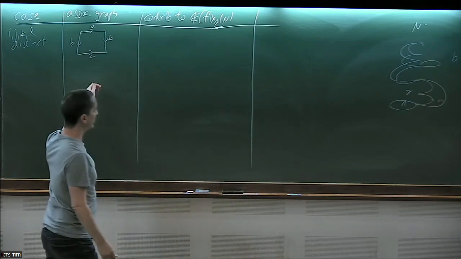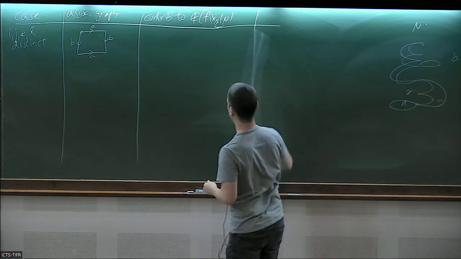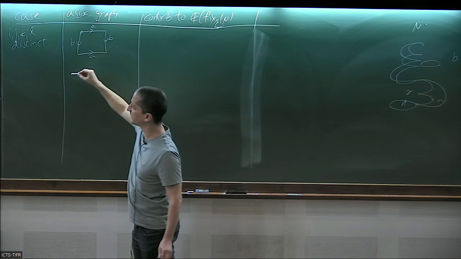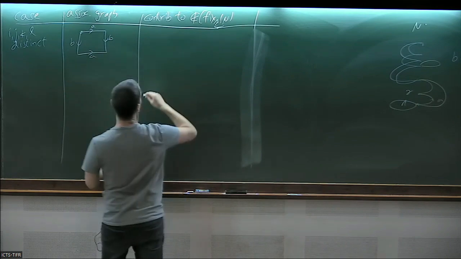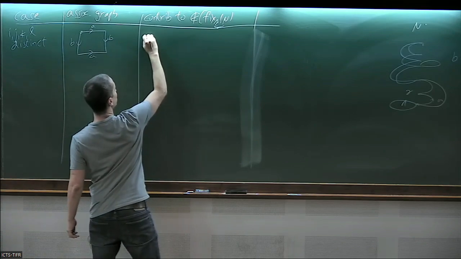Okay, so how do we do that? First I want to choose the four different indices, I, J, K, and L. So how many possibilities do I have for that? I have n possibilities for I.